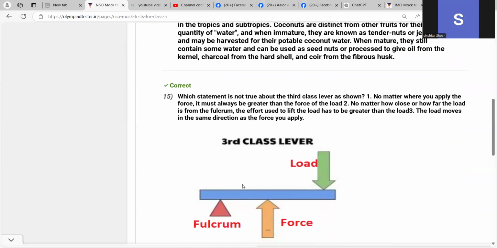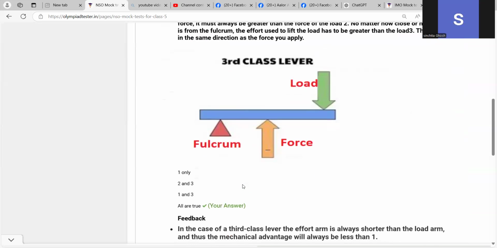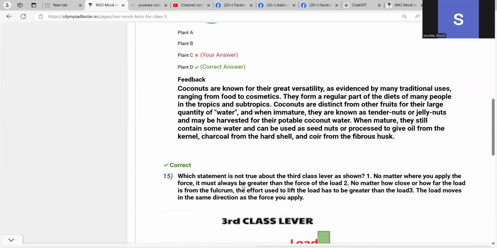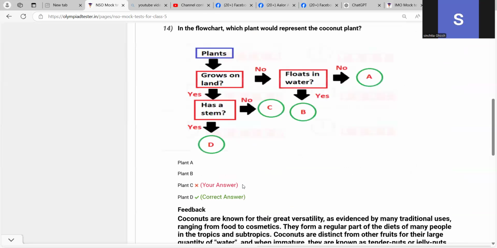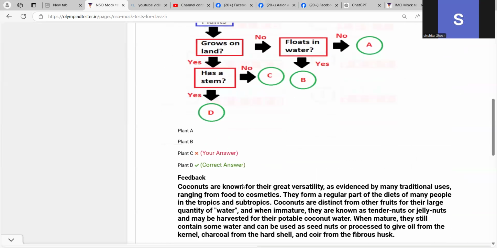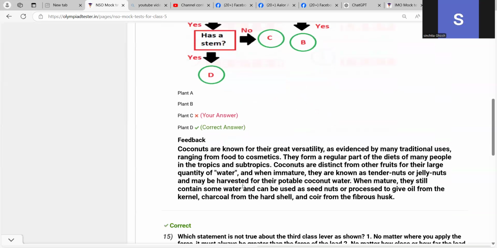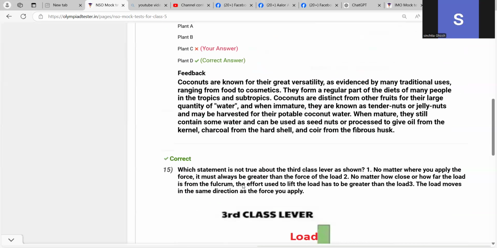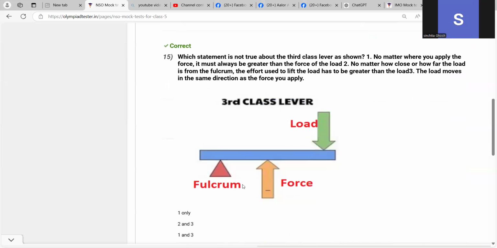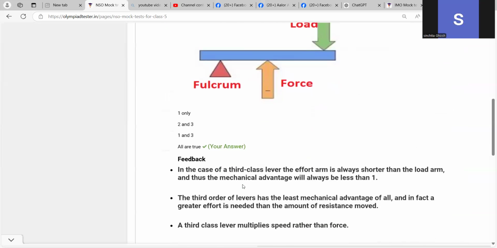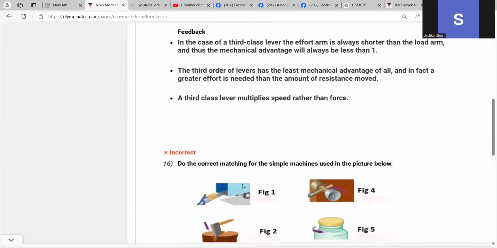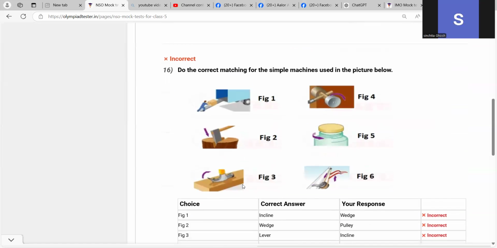Okay. Now number 15, not needed. This is the explanation of this coconut plant given here. Which plant is a coconut plant? You can also read this. But it was very simple. We don't need to even read the feedback. This one you have done correctly. Very good.